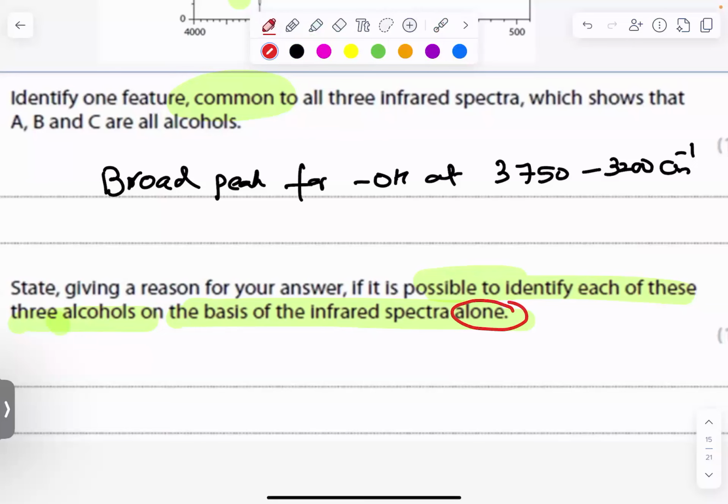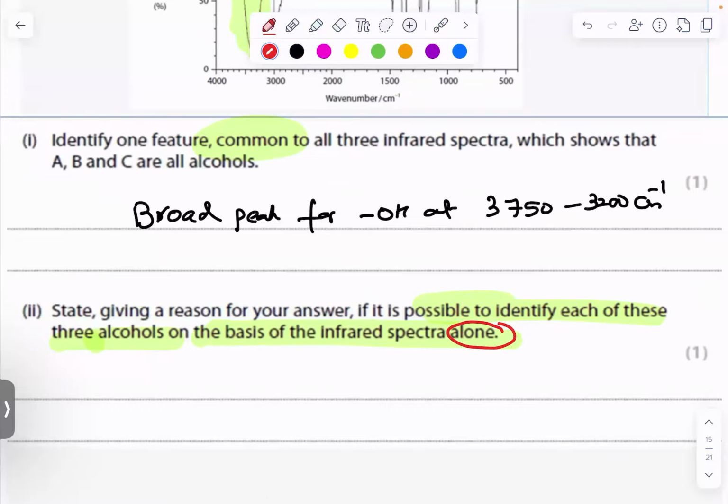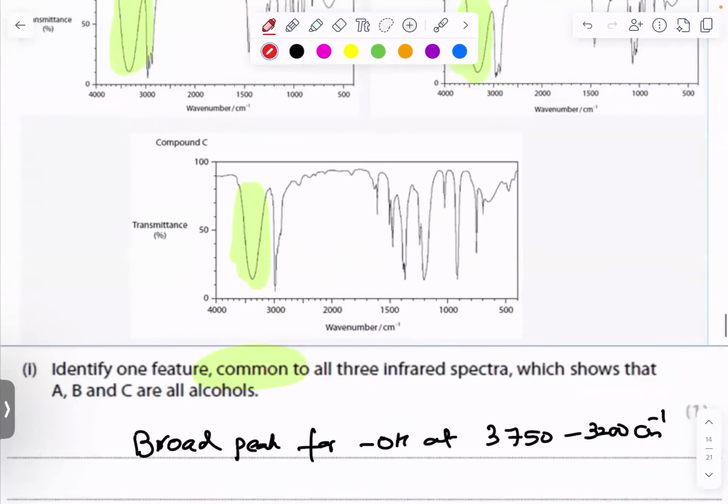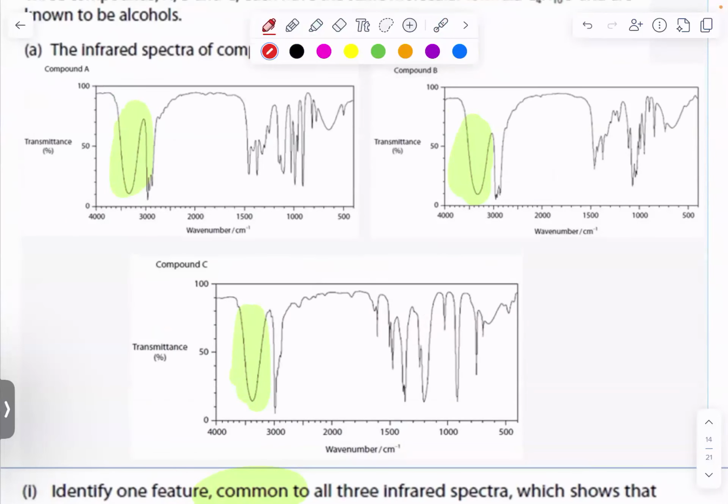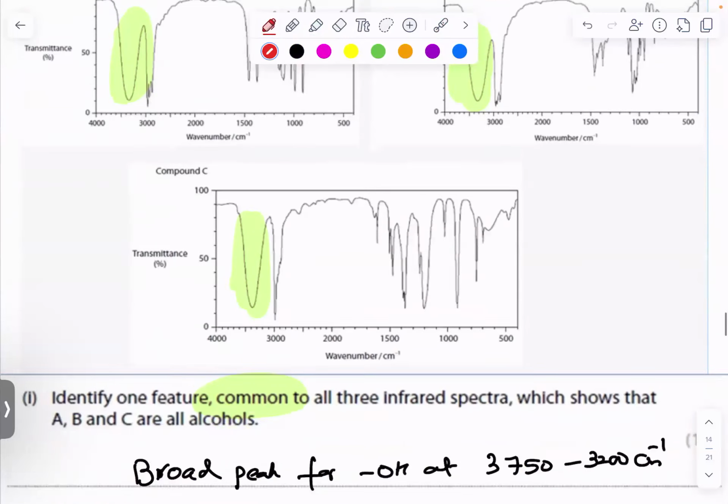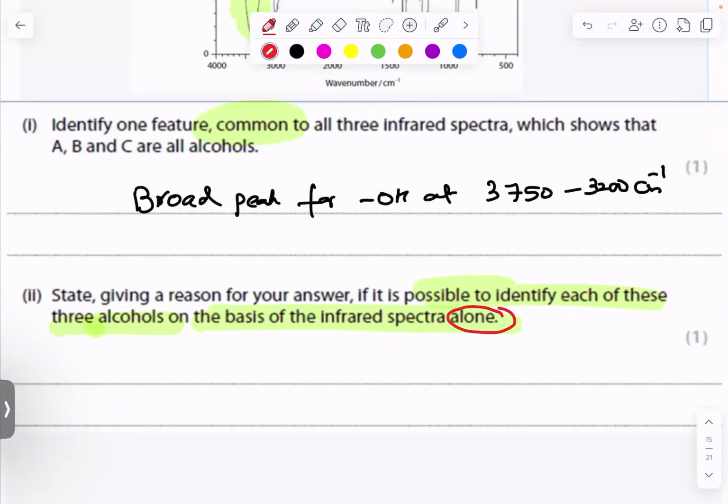Because if they're alcohols, then the OH bond tells you that it's an alcohol. But the question is saying, can you identify each of the three alcohols? Can you name them just by looking at the peak? Can I name them? No, I thought it meant if it was an alcohol. No, no. This question is written: if it is possible to identify each of these three alcohols.